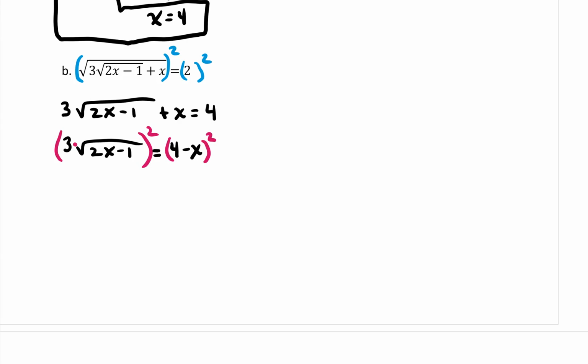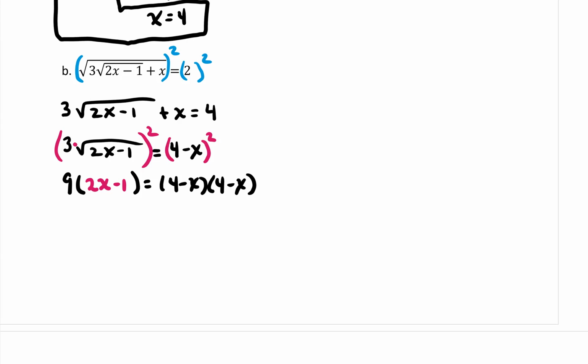And so if I square my 3, I will get 9 here, all times the square root of 2x minus 1 quantity squared. That's just going to leave us with what's underneath the radical, which is called the radicand, 2x minus 1. And this is equal to 4 minus x quantity squared. So I'm going to rewrite that as 4 minus x times 4 minus x. We want to simplify down each side of the equation.